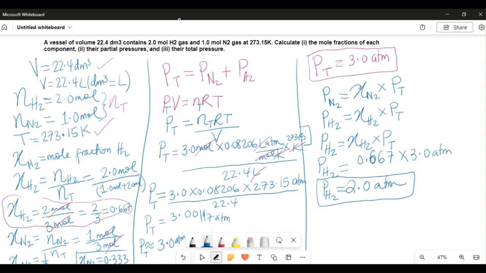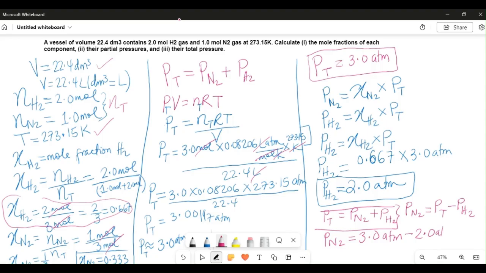The second one is just simply remembering that the total pressure, remember this formula here? Total pressure equals the sum of each individual pressure component. So PN2 plus PH2. So we can rewrite the formula to be PN2 equals P total minus PH2. So PN2 is P total, 3.0 atmospheres, minus that of H2, which is 2.0 atmospheres. So the partial pressure of nitrogen is just 1.0 atmosphere.